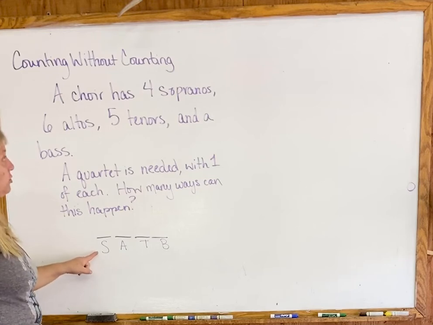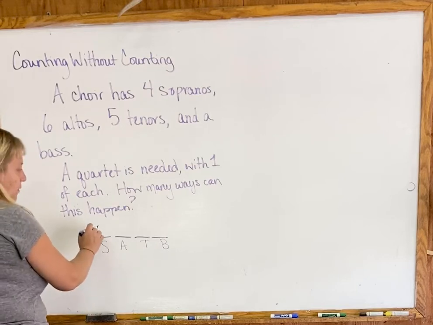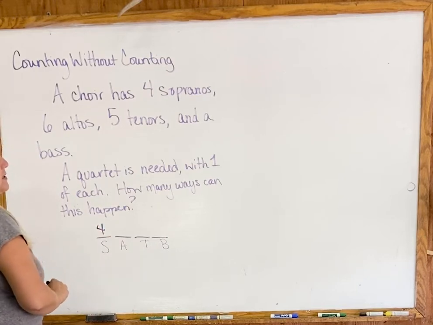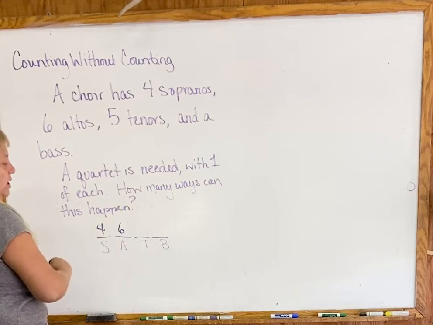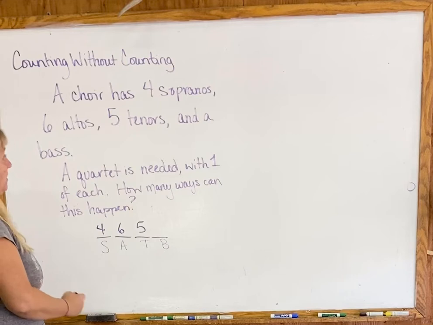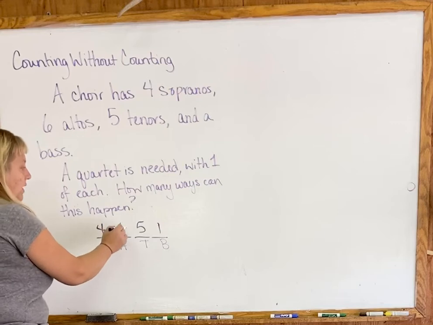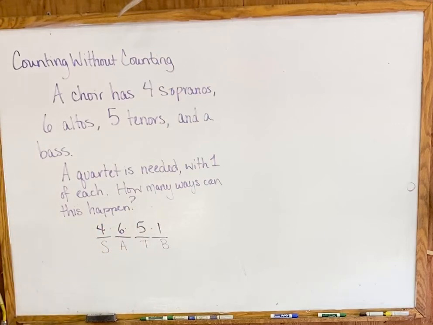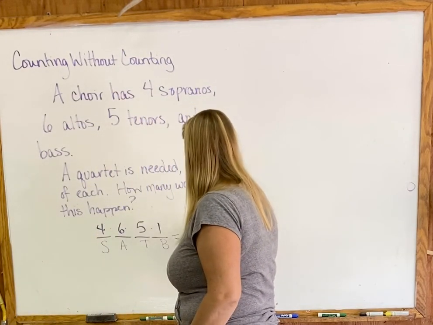If we're going to choose a soprano, how many options do we have? There would be 4 of them. Then we need to choose an alto from the group, so there are 6 of those. We need to choose a tenor, and then a bass, but there's only one bass, so that's set in stone. So we multiply these numbers together. They come in no particular order, which is weird because of the way the problem was given, but we can still solve it. 20 times 6, so 120 ways.